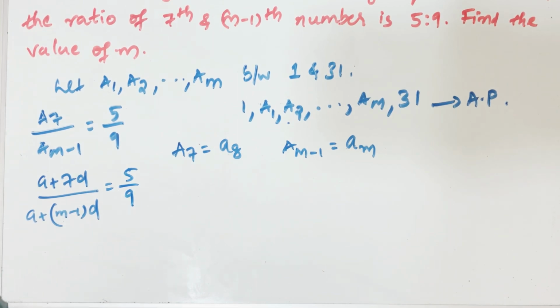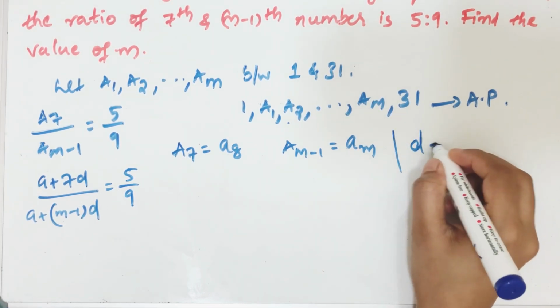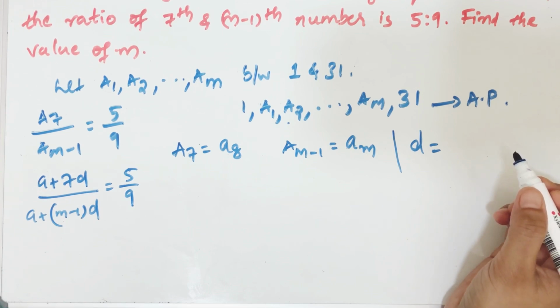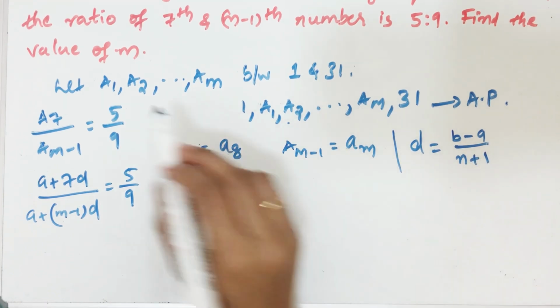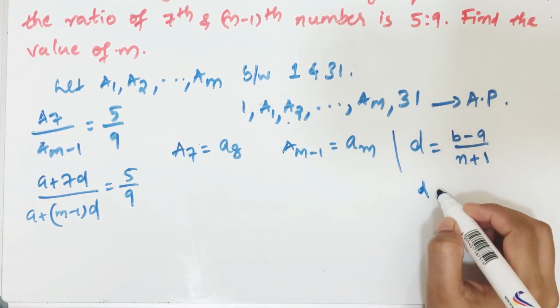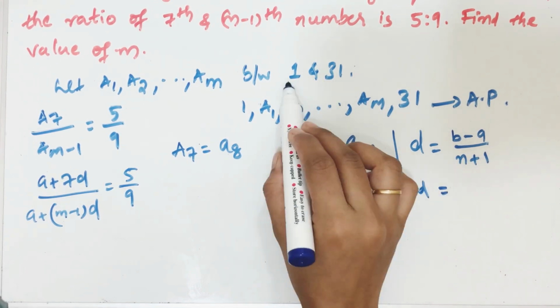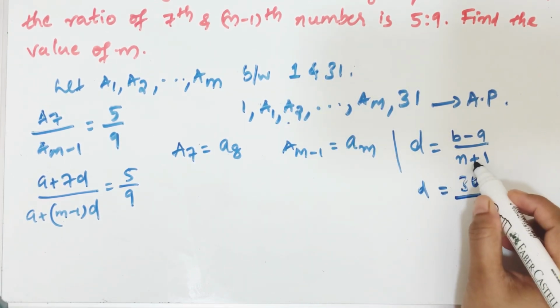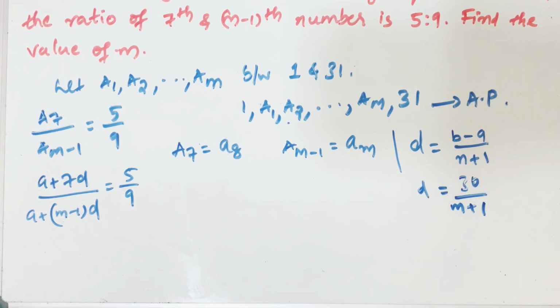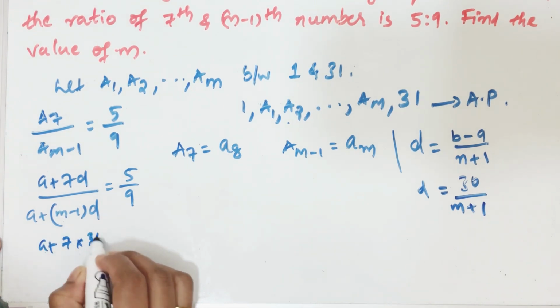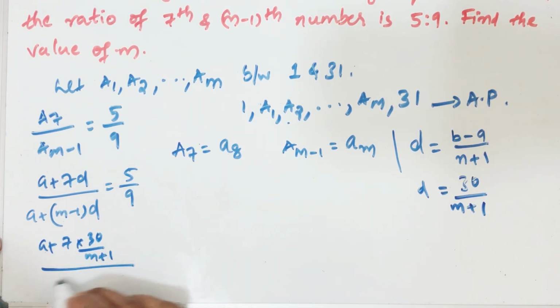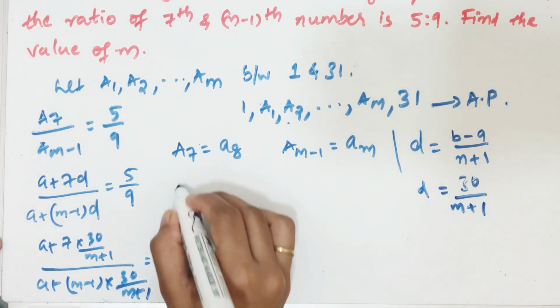Now we have to find d. We already have an equation that if we have to insert n numbers between a and b, then the common difference is b minus a by n plus 1. Here instead of n we have m. So d is equal to 31 minus 1, 30 by m plus 1. Substituting this d, we get a plus 7 into 30 by m plus 1 by a plus m minus 1 into 30 by m plus 1 equal to 5 by 9.